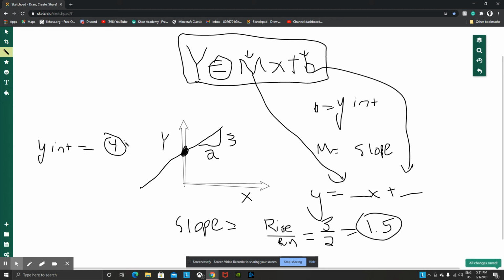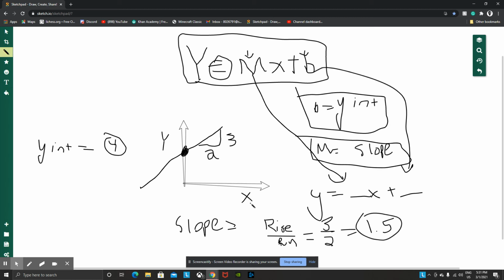Now we both know our values. 4 equals b, because that's our y-intercept, and b equals the y-intercept, like I said right here. And we have m, which equals slope, and we know our slope with our formula, rise over run. That got us 3 over 2, simplified to 1.5. So now let's add it to our equation. M is right behind x, and b is right after the plus. So our value for m, which is our slope, was 1.5. And our y-intercept was 4.